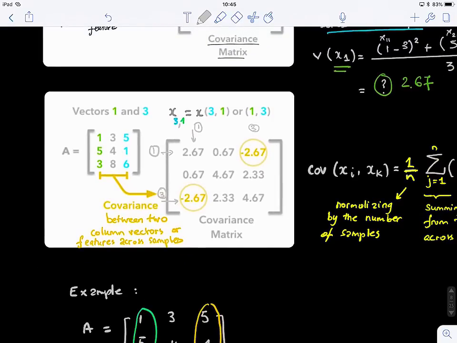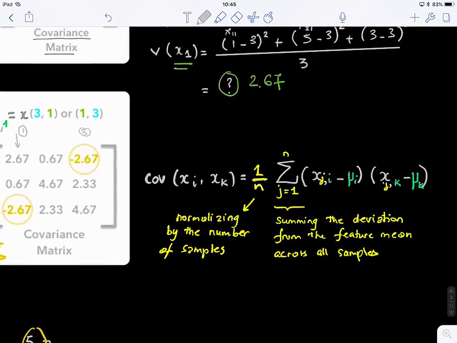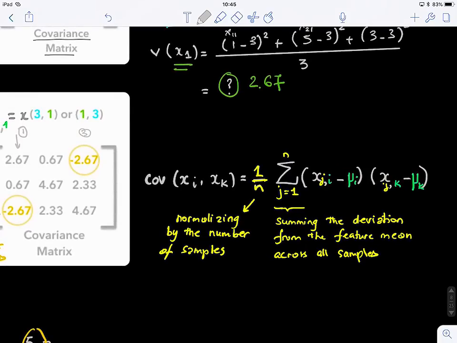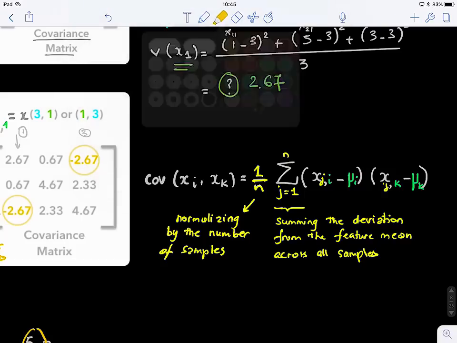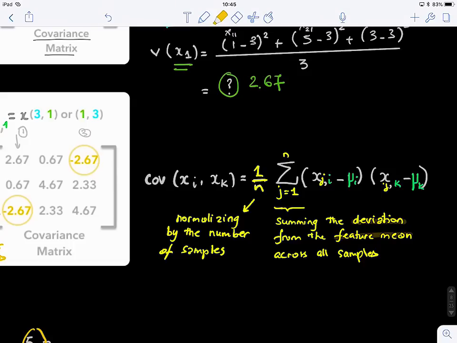So the covariance formula is quite similar actually to the variance. We're going to see their relationship is quite simple. So here is the same thing. We are summing over all subjects. But what are we summing here? We are summing the deviation from the feature mean across all samples. So we have the mean of the first feature, the mean of the second feature, okay? And these, of course, do not depend on the samples J. They're not indexed by J, but we're computing the deviation from the mean for the first feature across samples, the deviation from the mean for the second feature across samples, multiplying them and normalizing them, dividing by the number of samples. This is the covariance.